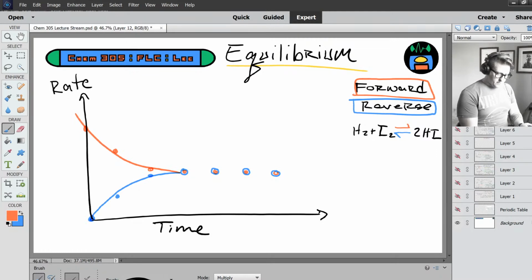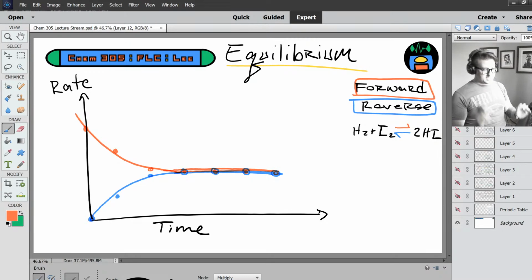All right. And from this moment on, the rates are the same. The rate of the forward and the rate of the reverse. All right. They're the same.